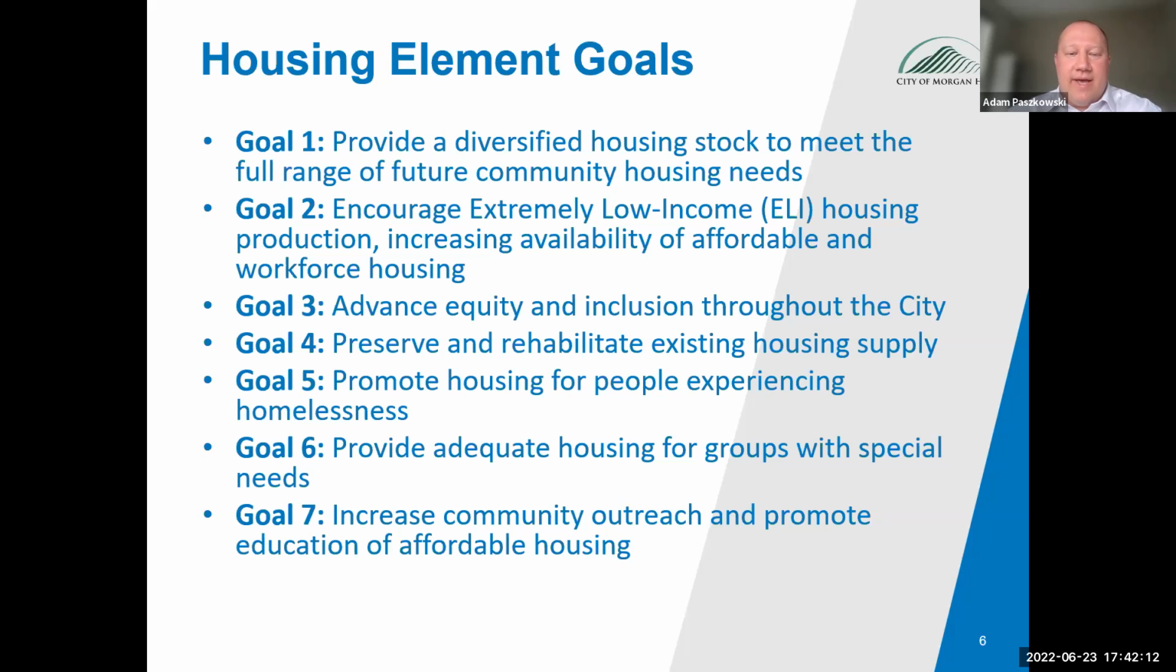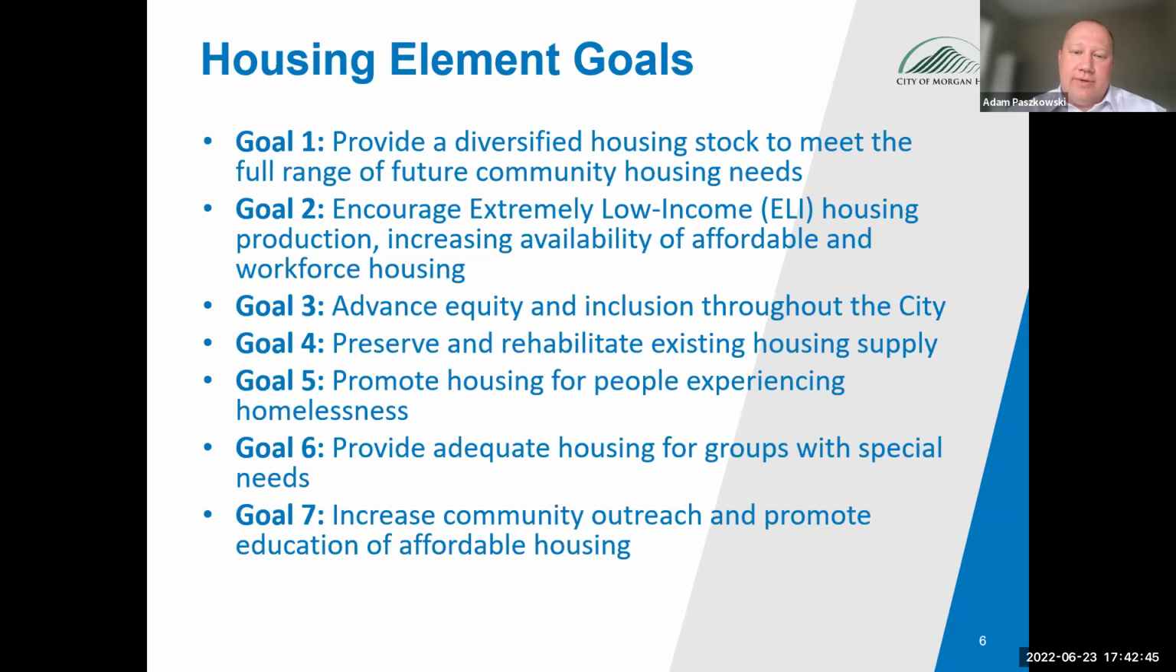This is the type of housing within all housing elements that's the hardest to build, because it's for that 30% area median income. And so it's something that we want to strive to achieve. It's the one income category that's hard for every city to build for, but throughout this process, we want to encourage producing that type of housing. Goal number 3 is advance equity and inclusion throughout the city. So this is relating back to that affirmatively furthering fair housing requirement.